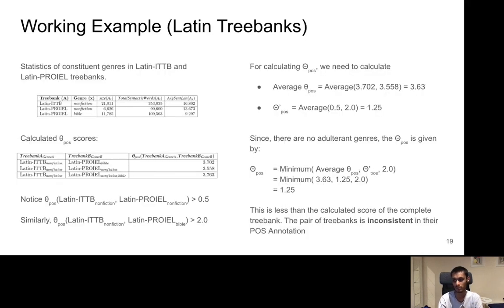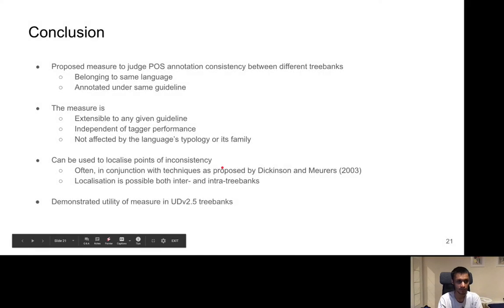To see this, for example, assume this part was within the limit of 0.5, then while we are generating the capital theta POS, we would see that this part is more than 2.0 and this part is consistent, but this part of non-fiction and Bible is inconsistent, and so that would be a problem. And this is it.